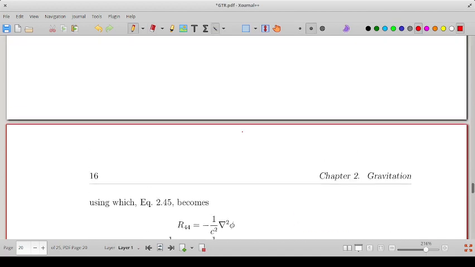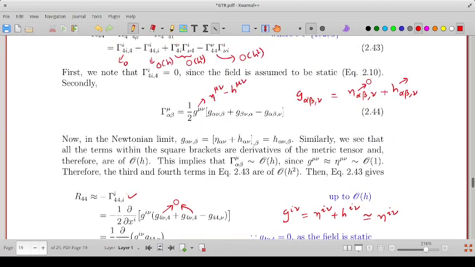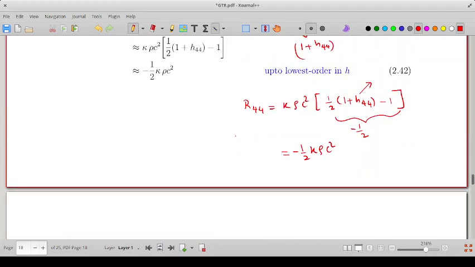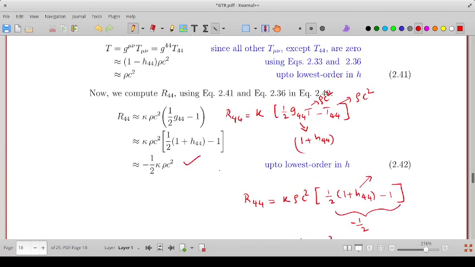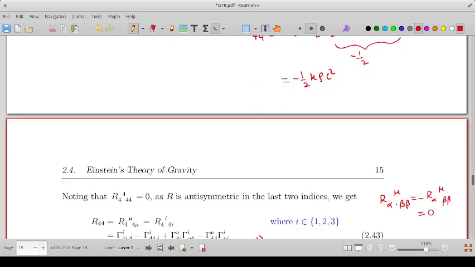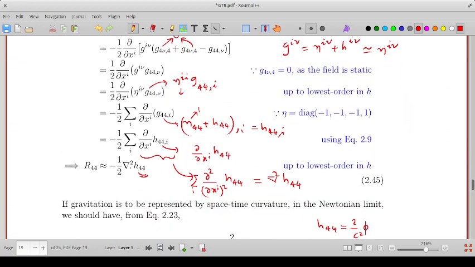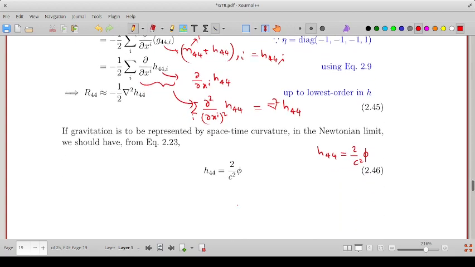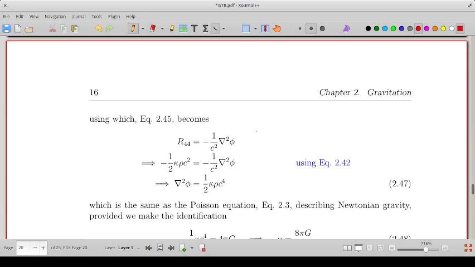But now we have obtained another equation for R44, and that is this equation: R44 is equal to minus half k rho c square. Also, we have got this equation which says that R44 is equal to minus 1 by c square del square phi. So equating both of these, we have minus half k rho c square equal to minus 1 by c square del square phi. Or in other words, del square phi is equal to half k rho c to the power 4.